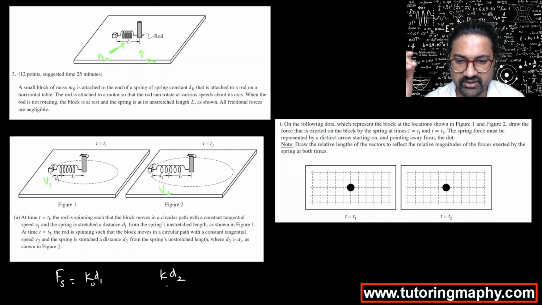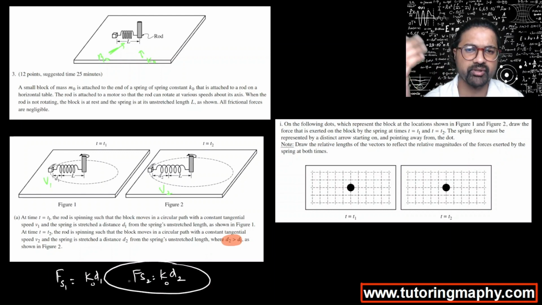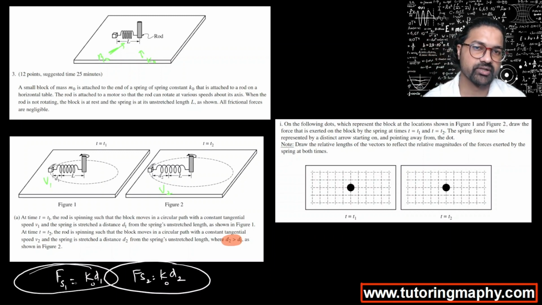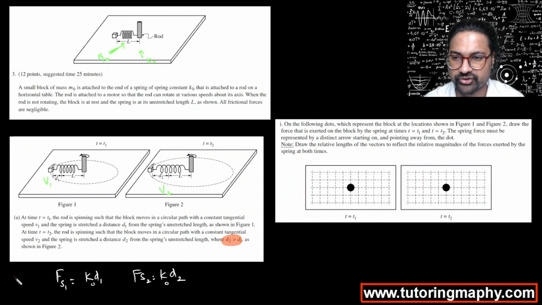The value of k is k0, and it's already given in the question that the value of d2 is greater than d1. So this makes perfect sense that between Fs2 and Fs1, obviously Fs2 should be more because k0 is the same in both of them and d2 is greater than d1, so Fs2 is greater than Fs1. So all we have to do is draw two vectors, and of course, where is the direction?